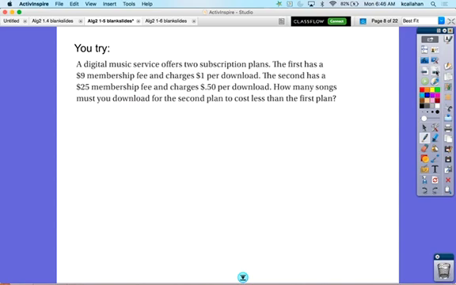Again, what did we do in the previous example? What was the first step? Define the variable that we're going to use in these expressions. What's the thing we're trying to find the number of? How many songs for download? So let's say that x equals number of songs downloaded.